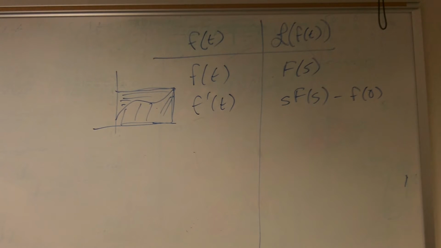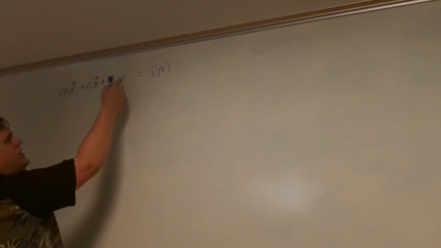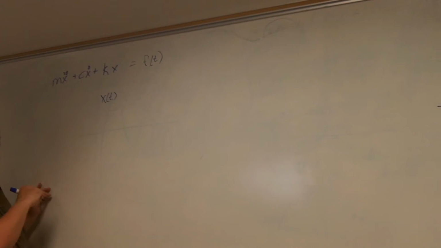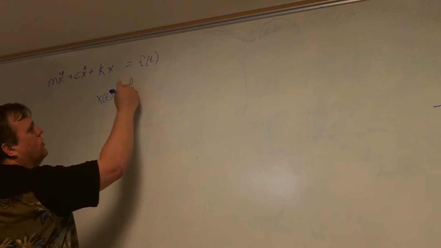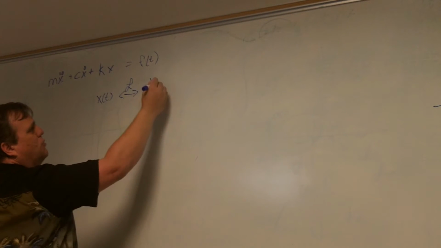Fair enough? Well, let's consider what the Laplace transform of this is, right? Because this kind of still looks a little bit difficult to solve. Well, we say that little x, implicitly these are x of t, what's going on here. So we say that x of t is going to map through the Laplace transform to capital X of s.